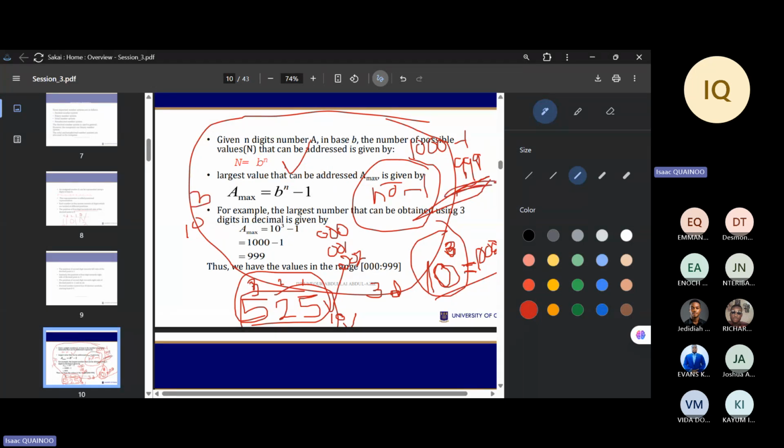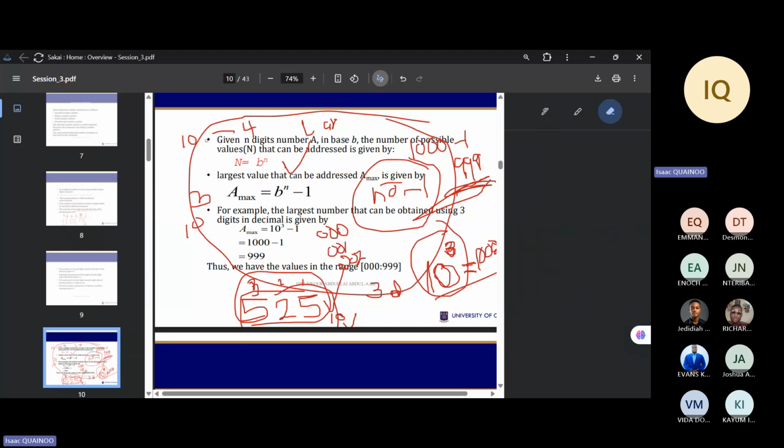Please, this is very fit to be examined as objectives. You can be told that in a particular number system, the radix or the base is 10 and the number of digits in there is 4. Find, let's say, the largest number or the largest representation in that particular number system. And B, find the number of representations that are accepted in that number system. Let's look at how we can solve this kind of problem.